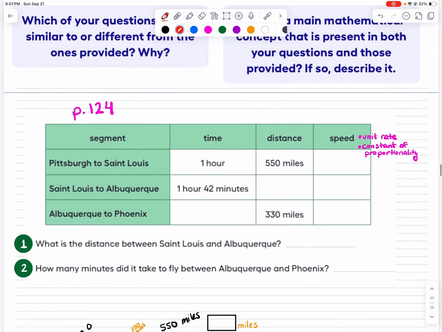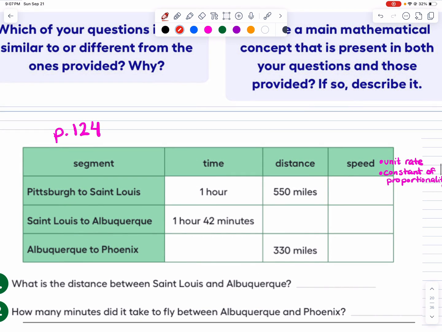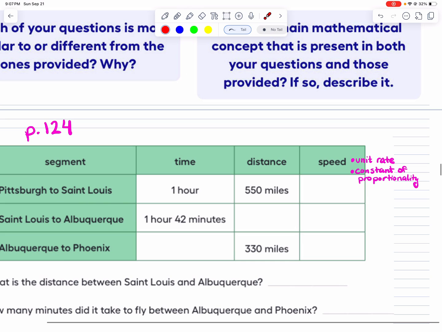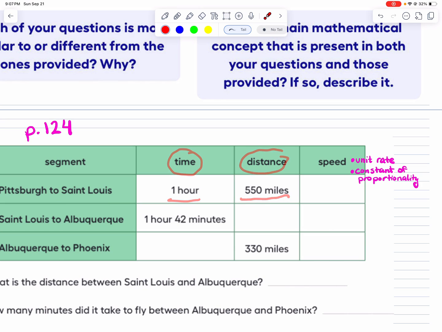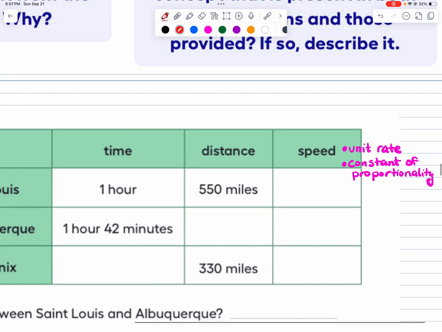So let me skip over to here. Just by looking here, we have the time of how long it took and the distance that they went. You can already see that this is the unit rate. How much distance for 1 hour? That is literally the same as the constant of proportionality. So the speed is 550 miles per 1 hour, or just per hour. I'll write per hour.